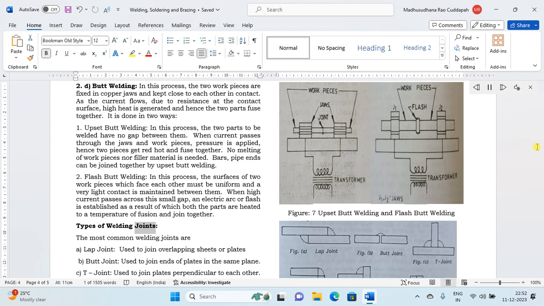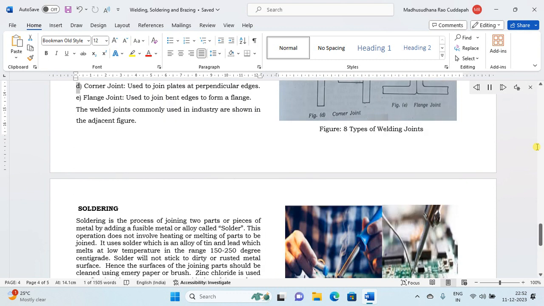Types of welding joints. The most common welding joints are: A. Lap joint, used to join overlapping sheets or plates. B. Butt joint, used to join ends of plates in the same plane. C. T-joint, used to join plates perpendicular to each other. D. Corner joint, used to join plates at perpendicular edges. E. Flange joint, used to join bent edges to form a flange. The welded joints commonly used in industry are shown in the adjacent figure.